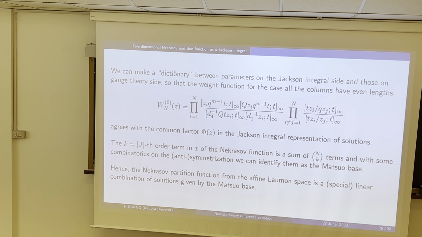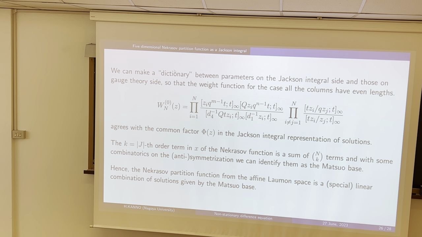Okay, so in this way, we can make some dictionary between the parameters of the Jackson integral side and the parameters of the gauge theory side. So this is what I told you. This corresponds to the common factor on the Jackson integral part, and the remaining part just corresponds to the Matsuo basis. So in this way, in this restricted case, we can show that the negative partition function is some special linear combination of the Matsuo basis.